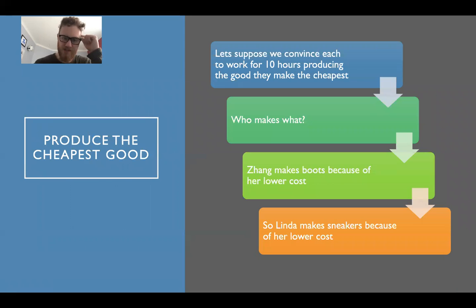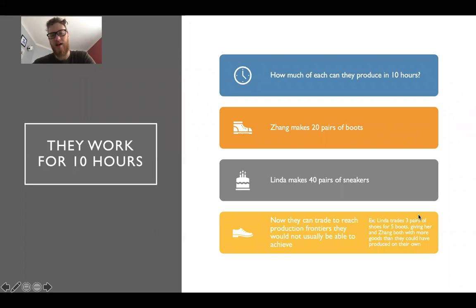So now suppose we give each 10 hours to work producing the good they make the cheapest. Who makes what? Zhang makes boots because of his lower cost. So Linda makes sneakers because of her lower cost. Even though Linda could make more boots than Zhang, and more sneakers than Zhang, she still goes for sneakers because she has the lower cost. How much can they each produce in 10 hours? Zhang will make 20 pairs of boots. Linda will make 40 pairs of sneakers.